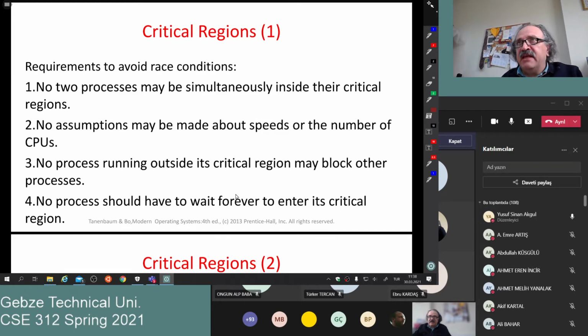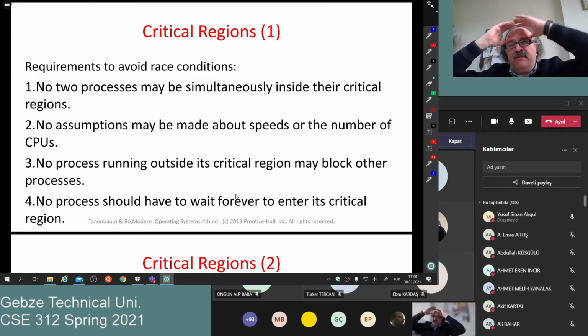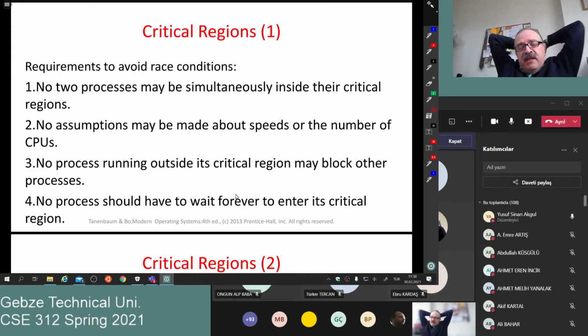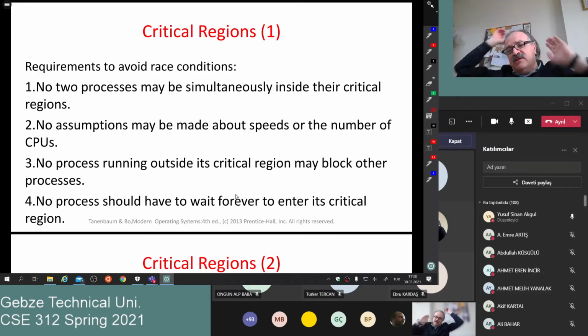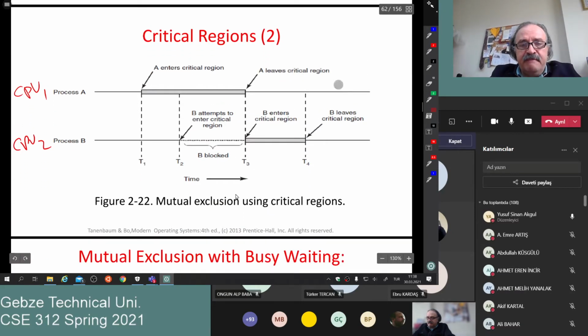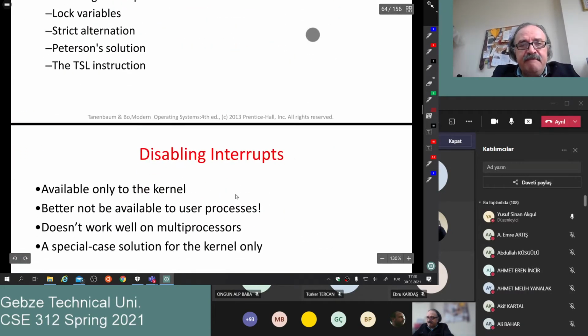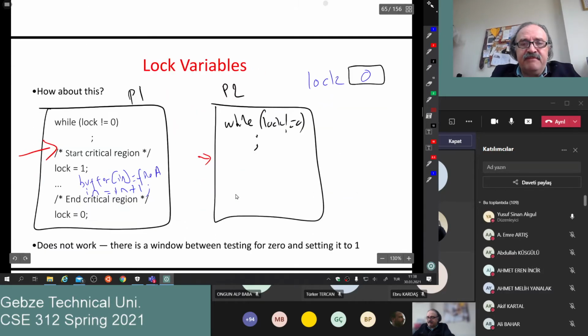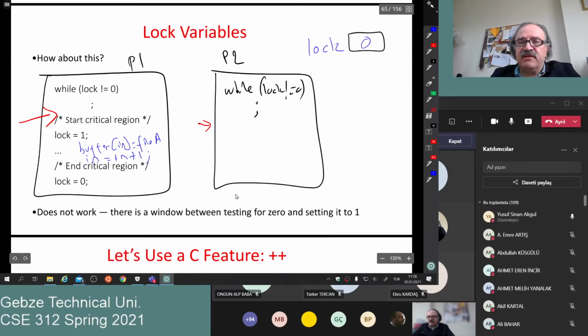Let's say I have 10 processes, they are sharing the same critical region. Only one of them could be in the critical region, and it turns out that 9 of them are using the critical region without any problem, but the 10th one has to wait forever to get the critical region. This should not happen.